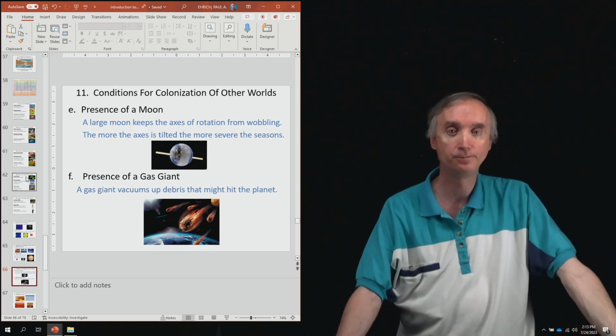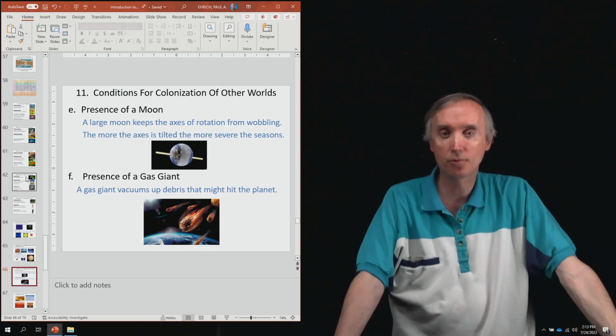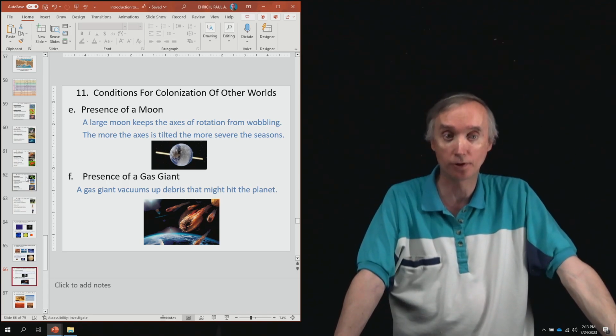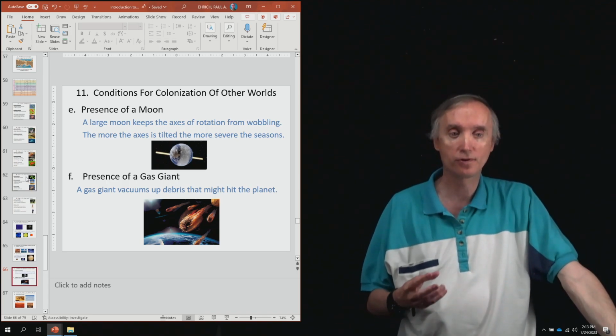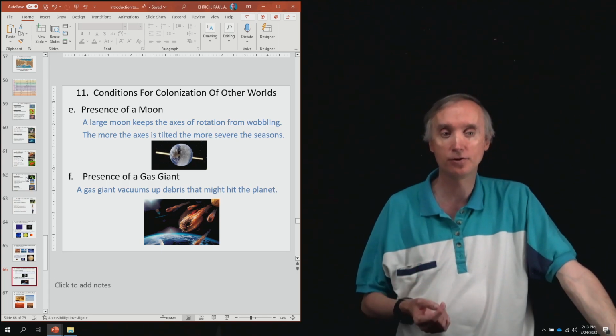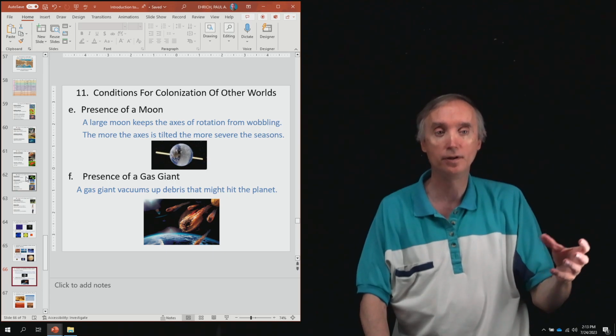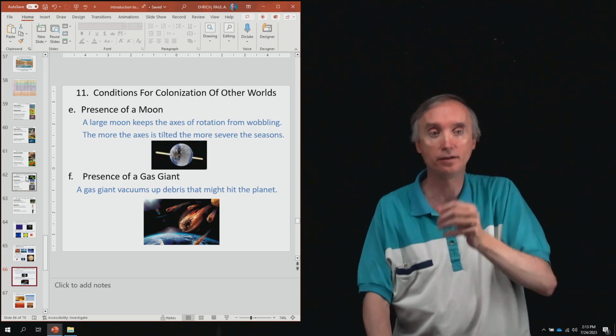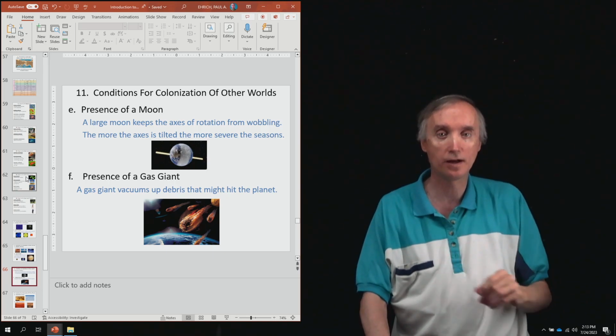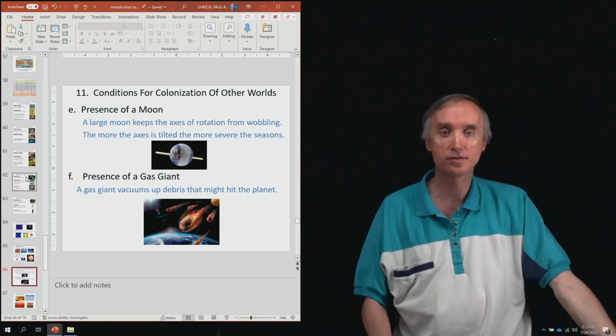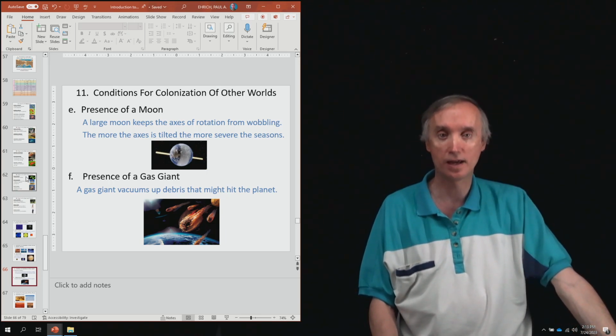Okay, then the presence of a large gas giant, such as Jupiter. So Jupiter's gravity acts like a giant vacuum cleaner, and so it helps to keep debris from striking Earth. So we're on the lookout for also a solar system that is going to have a large gas giant.